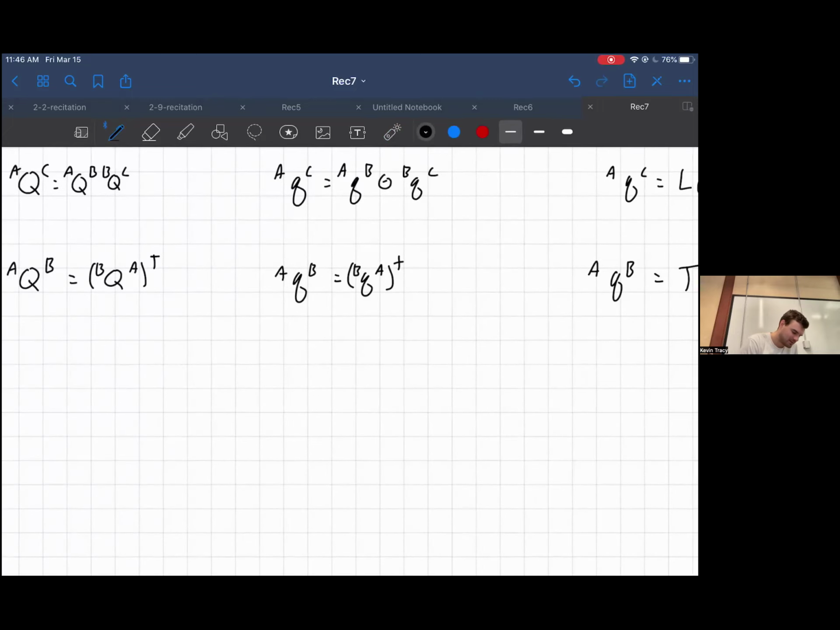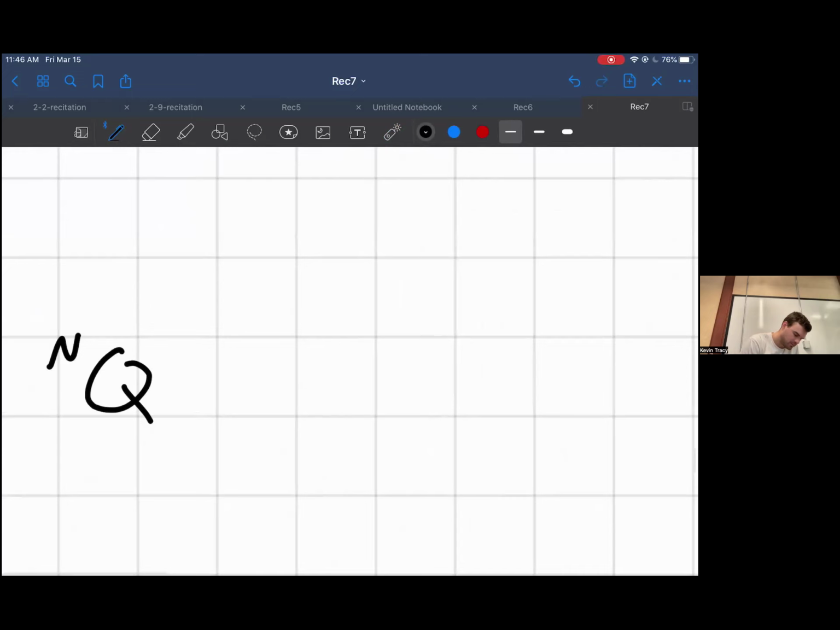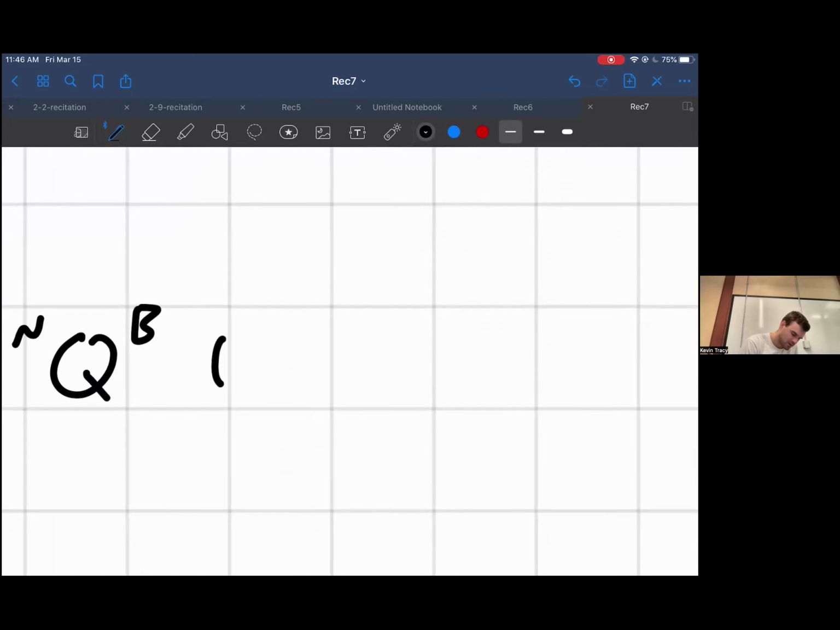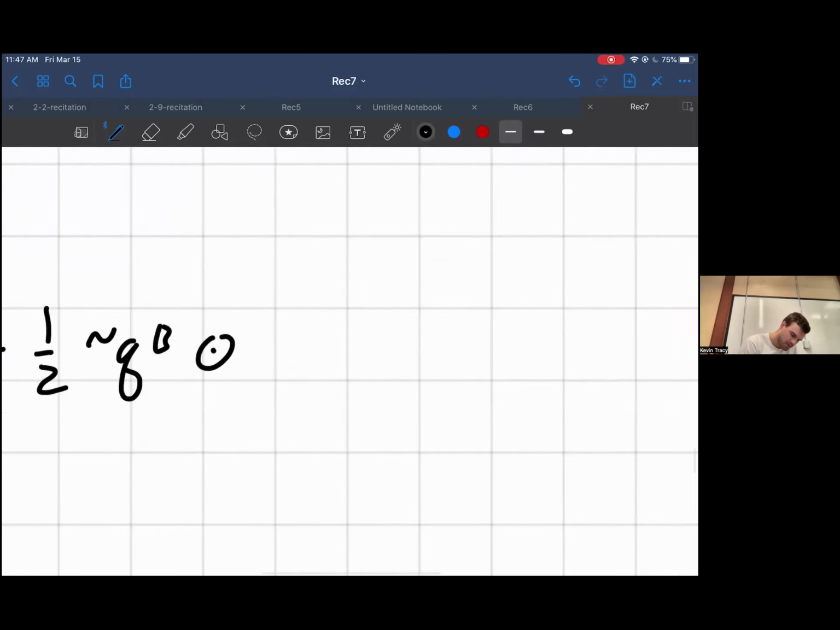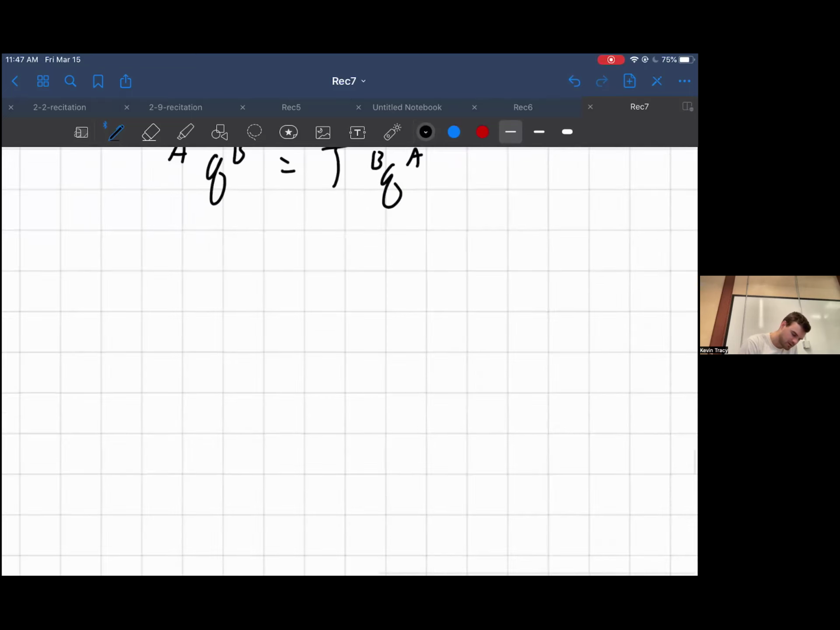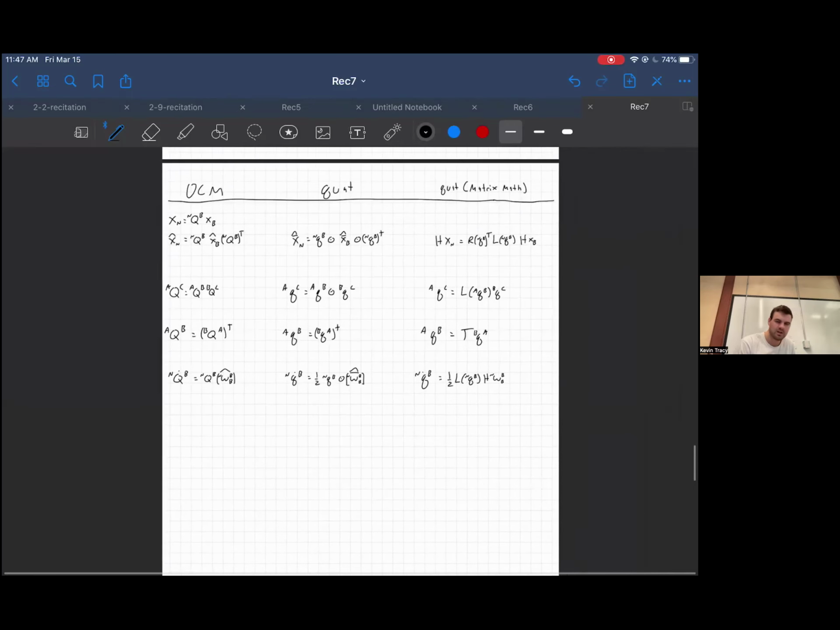Okay, and the last thing we've got is our kinematics. QNB equals QNB, which is just, okay. That was a lot of writing.